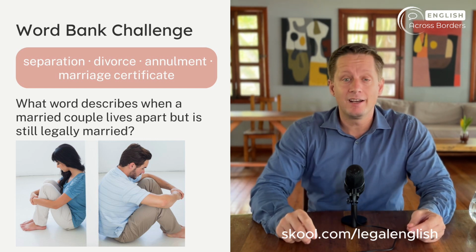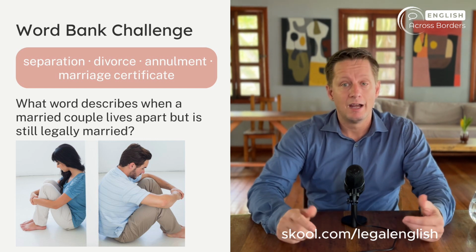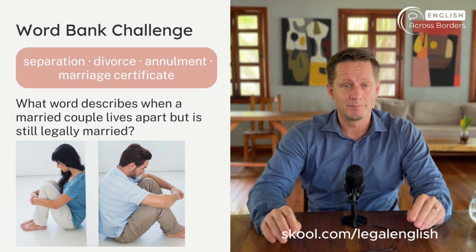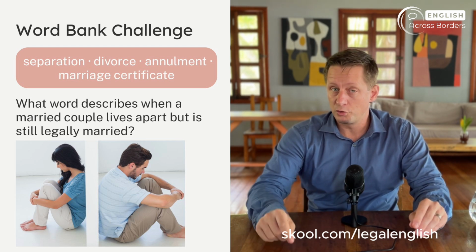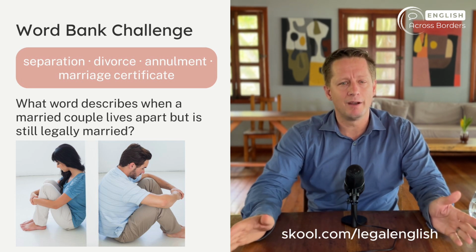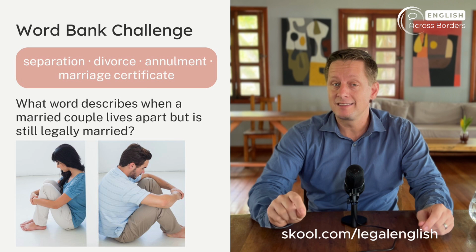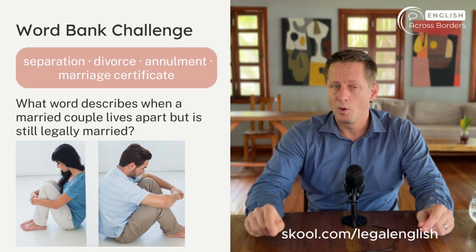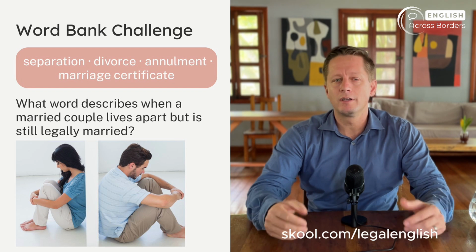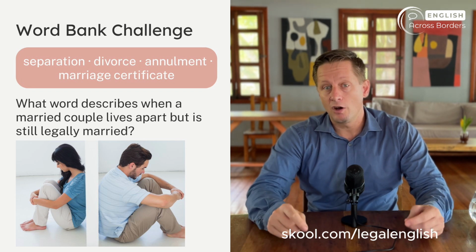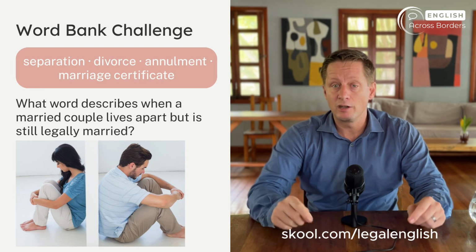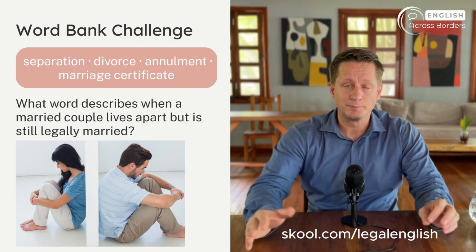Think of Anna and Carlos again. After some problems, they decide not to live together. Carlos moves to a new apartment, but they are still legally married. No court has ended the marriage yet. What is this called? This is called separation. It's often the first step before divorce and can include legal agreements too.